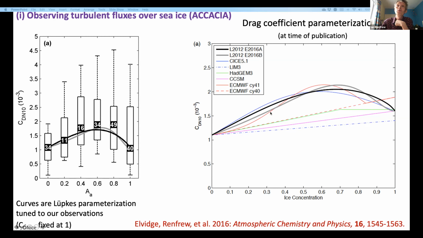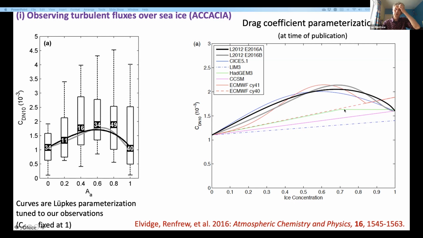climate prediction models. And you can see that a couple of the models do have this peak in exchange coefficient, in drag coefficient over the marginal ice zone. So for example, the ECMWF forecast model in cycle 41, which was released in 2015. In fact, we consulted with them when they were doing this work. They went from having a linear interpolation between open water and marginal and 100% sea ice to having this peak over the marginal ice zone, which was consistent with observations.